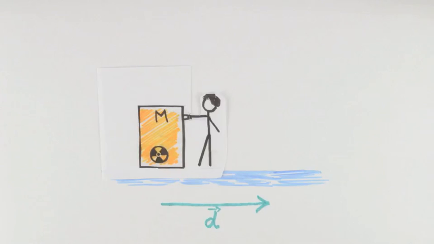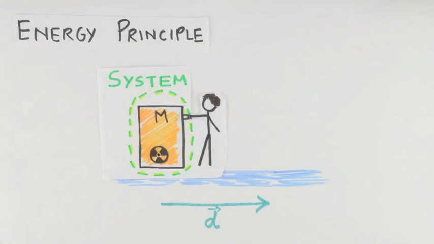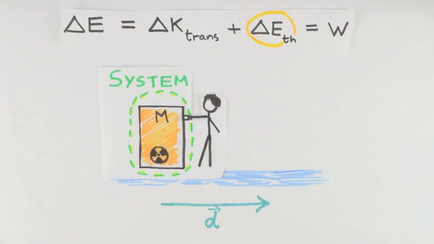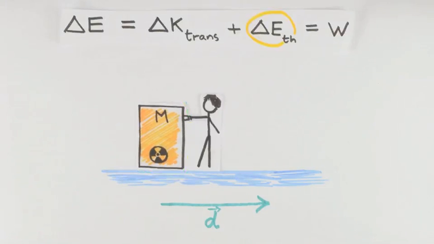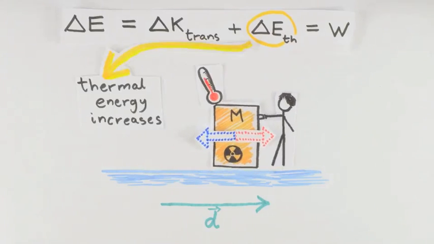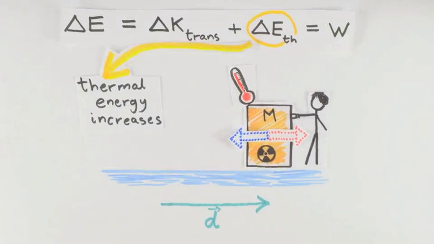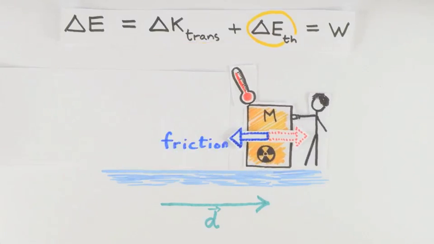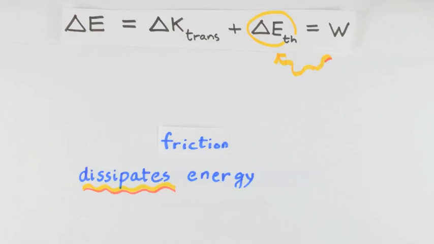Let's choose as our system the block and use the energy principle to tell us about the change in thermal energy, delta E thermal, of the block. We expect the block's temperature to increase, which means thermal energy increases, because as the block rubs against the level surface, friction acts to dissipate energy.